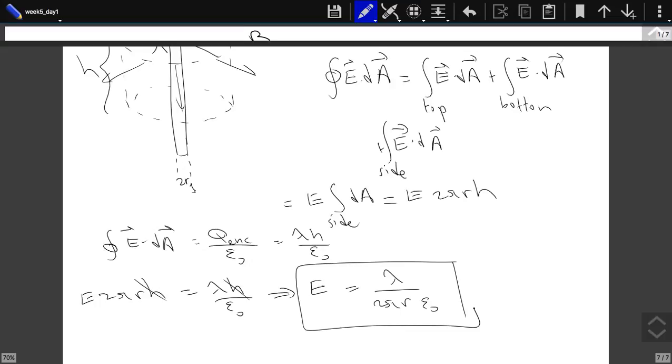No, lambda per unit length. Of course, you can also define the charge per unit volume in terms of lambda and R1, assuming it's uniformly distributed. But in this derivation, the electric field will be determined by charge per unit length.